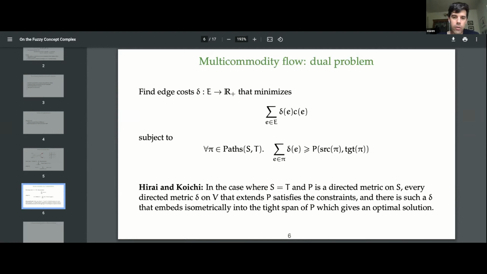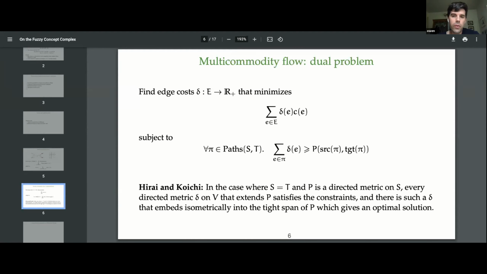Hirai and Koichi, the earlier work I mentioned, made some slightly stronger assumptions. In their version of the problem, there aren't separate source sets and sink sets. Instead, there's just a single terminal set S. And they also assume that the bounty function P is a directed metric on S. Under these conditions, they showed that there is an optimal choice of these costs delta that embeds isometrically into the tight span of this directed metric P.